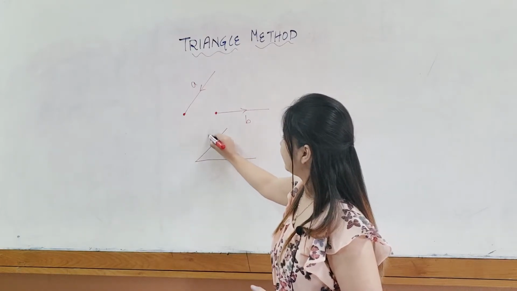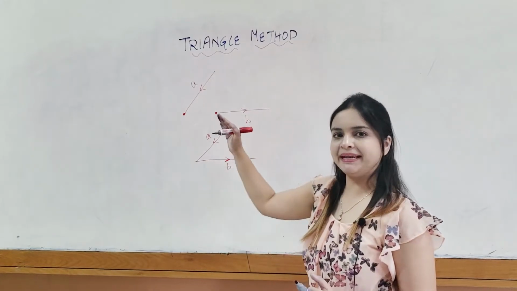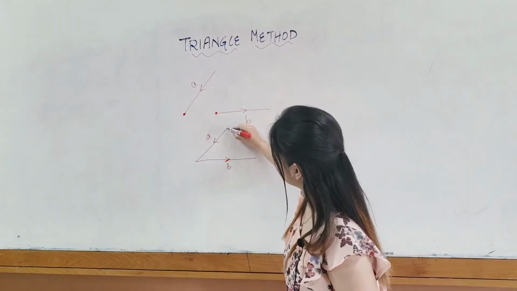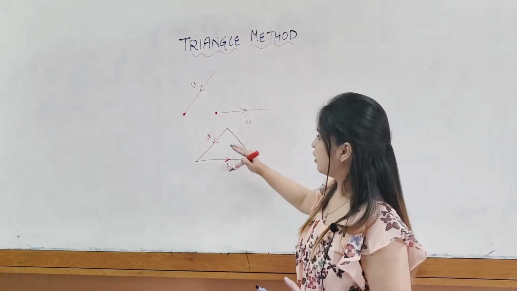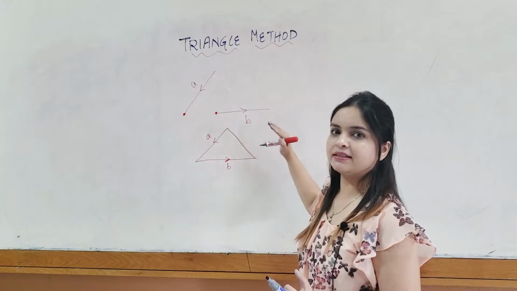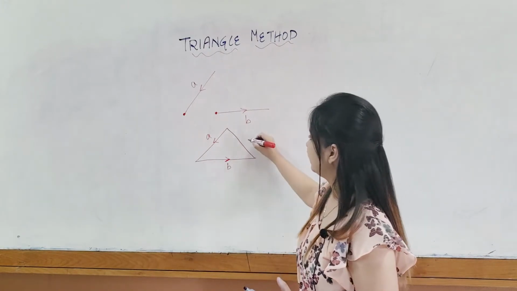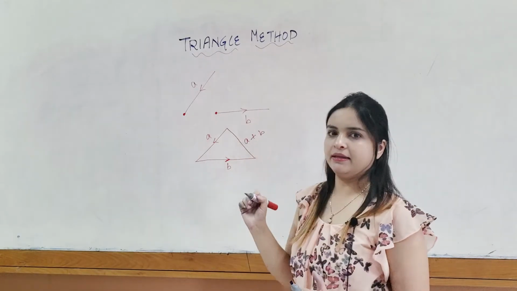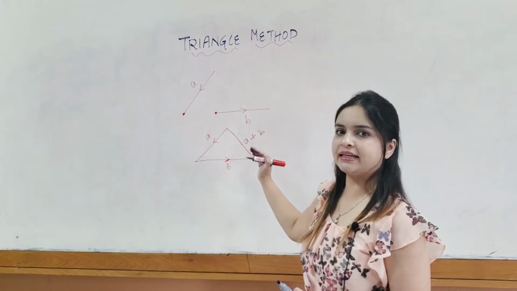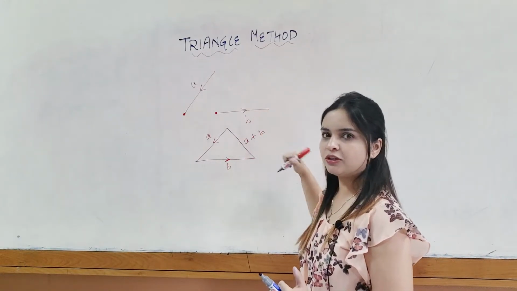This is my A, this is my B. Now, complete the triangle. So, the third side of the triangle will give me the resultant of vector A and B. Okay, that means the third side will be A plus B. Now, how will you decide the direction of A plus B? Will it go upward or will it go downward?